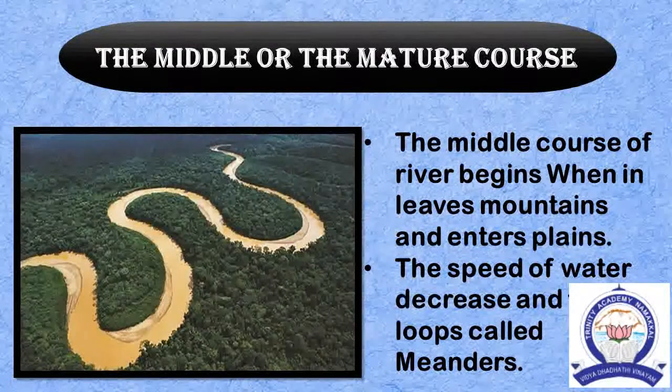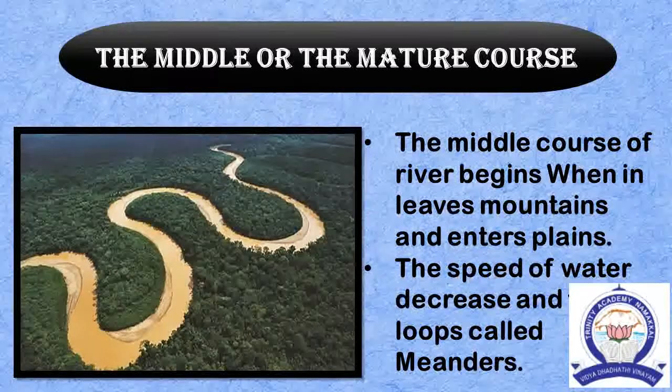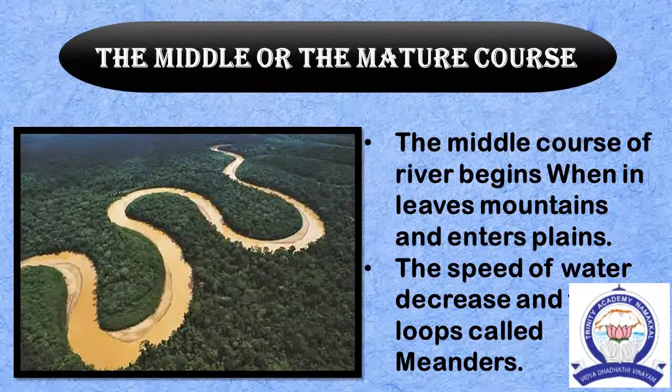Next, the middle or mature course. The middle course of the river begins when it leaves the mountain and enters the plains. Children, you know that plains are flat and low-lying land surface. Yes, when the river enters the plains, it widens and the speed of the water decreases and the river develops loops, which are called meanders. Loops are nothing but the curves of rivers, which are known as meanders. For example, River Ganga has a meandering course between Prayagraj, that is Allahabad, and Varanasi.